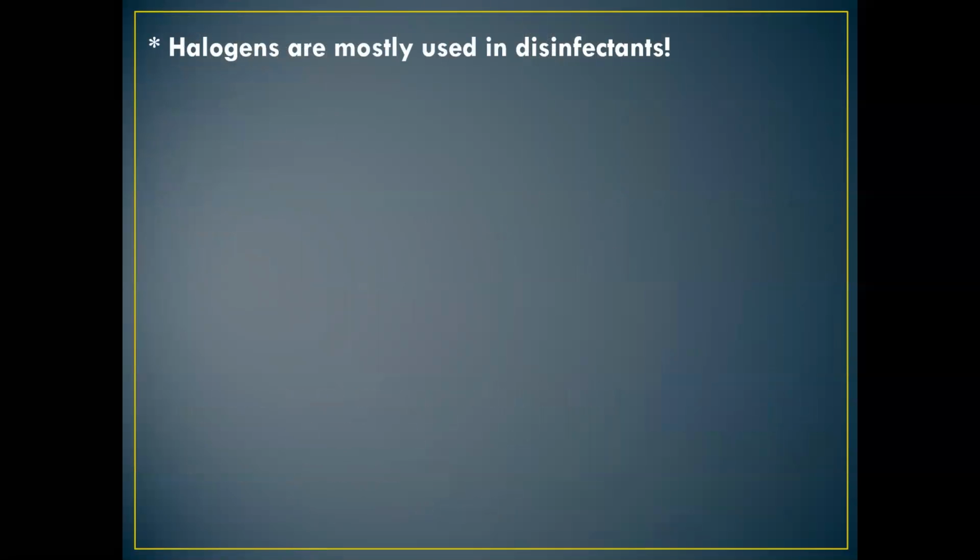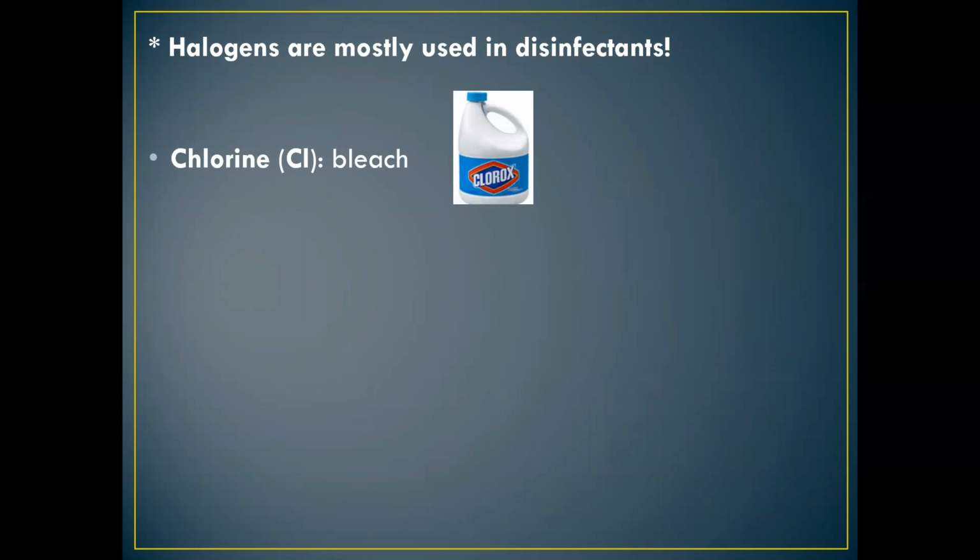So halogens are mostly used in disinfectants. The examples I give are mostly used in some type of disinfectant. Chlorine is used in bleach. Bleach is a disinfectant. You put it on your clothing to get rid of bacteria and germs. We clean with it. Clorox came from the word chlorine.